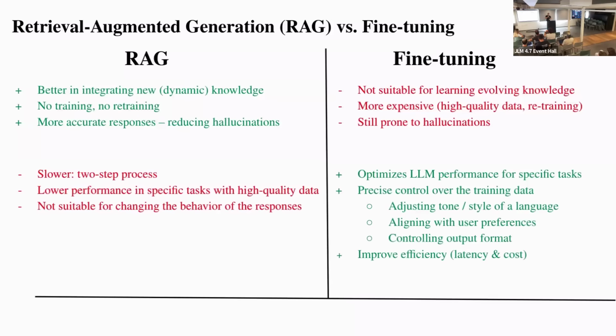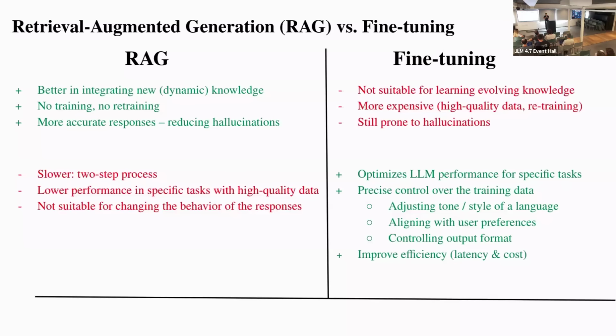Okay, now some downsides of RAG. It's slower. Now we have a two-step process. We have the retrieval component and also the generation part. And in general, if you have high-quality data and a specific task, usually RAG will give you lower performance than fine-tuning, okay? This is the part that fine-tuning is specialized for. And also RAG is not suitable for changing the behavior. You remember that we fine-tune a model to be a chatbot or respond with a specific style or tone. RAG is not for this.